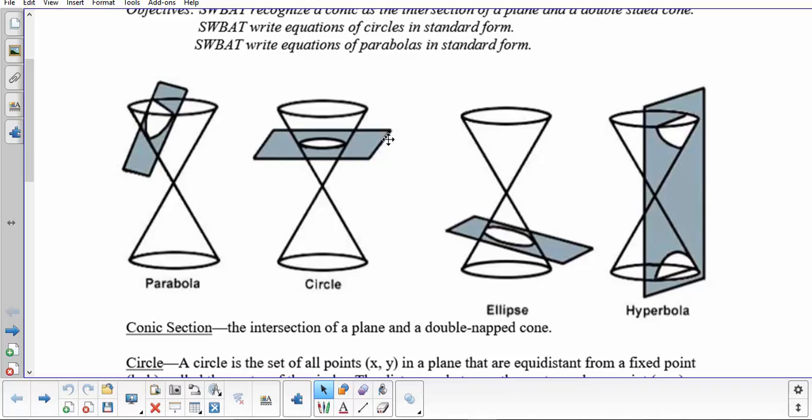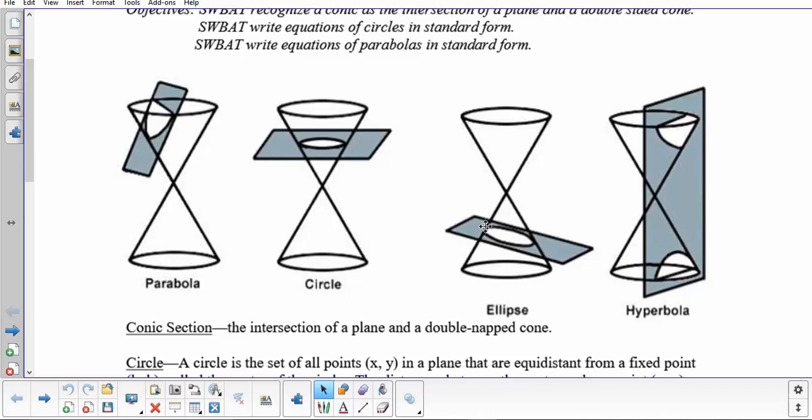A circle is a plane that cuts perpendicular to that vertex. An ellipse is if we take that perpendicular plane and shift it just slightly, so we still cut through both sides of the cone. And a hyperbola is a more extreme flipping of the parabola, for instance. So it cuts through part of the top and part of the bottom.